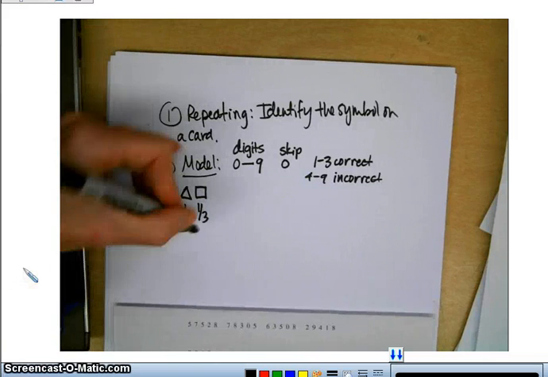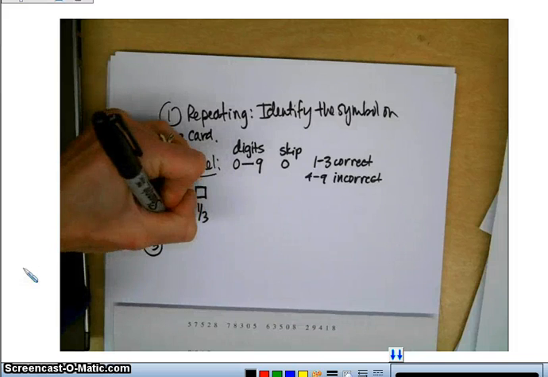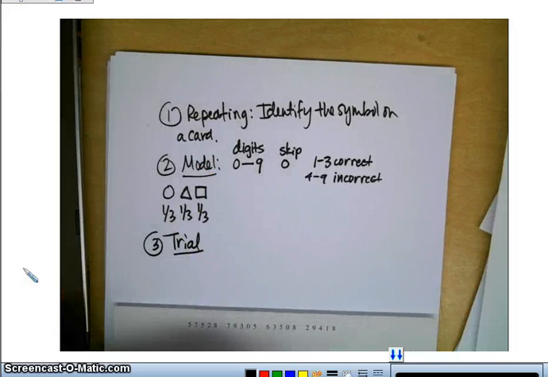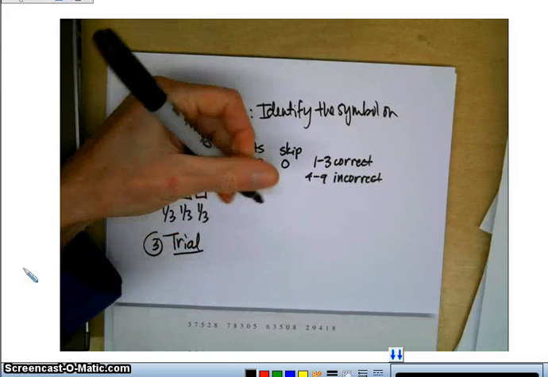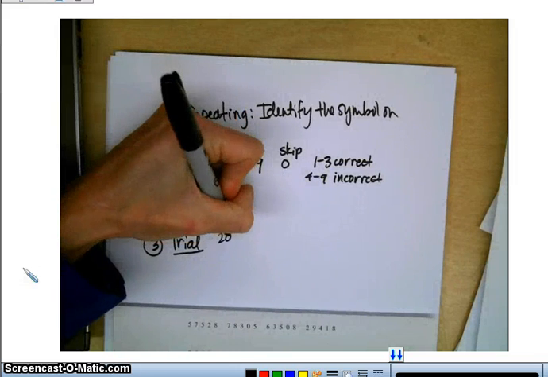So I guess let's continue with component 3 first. So a trial. So a trial is she has to have 20 guesses.